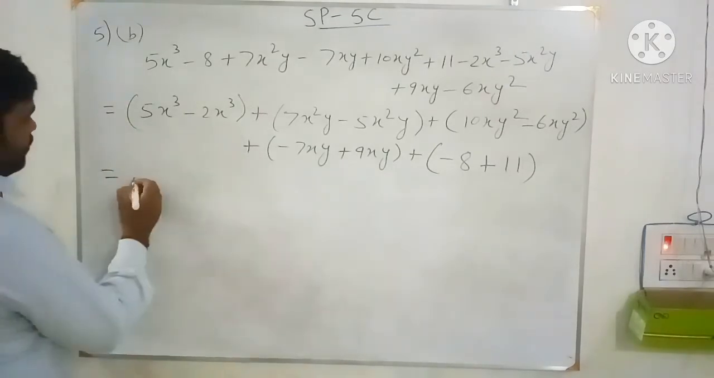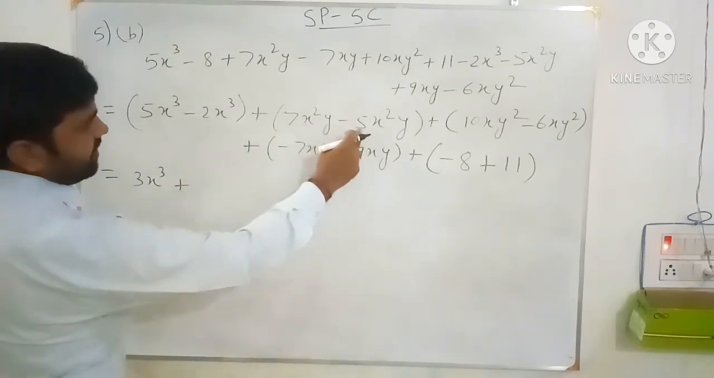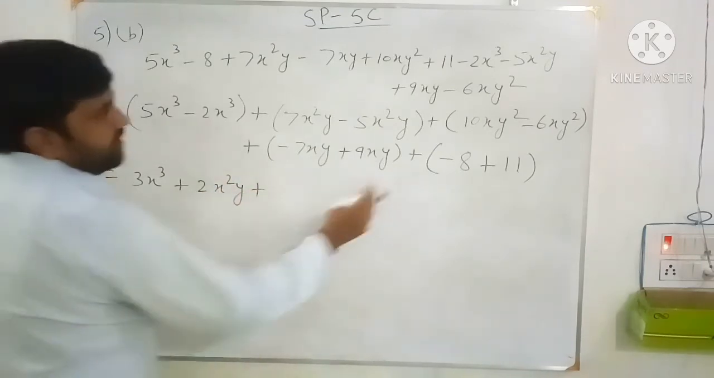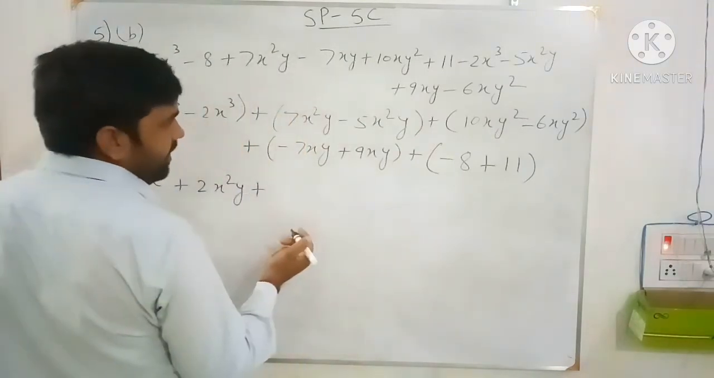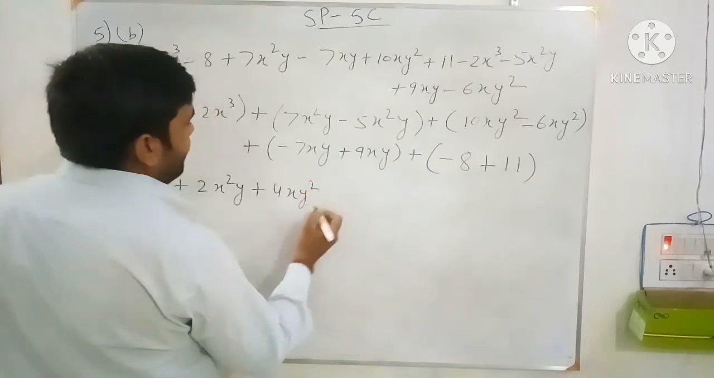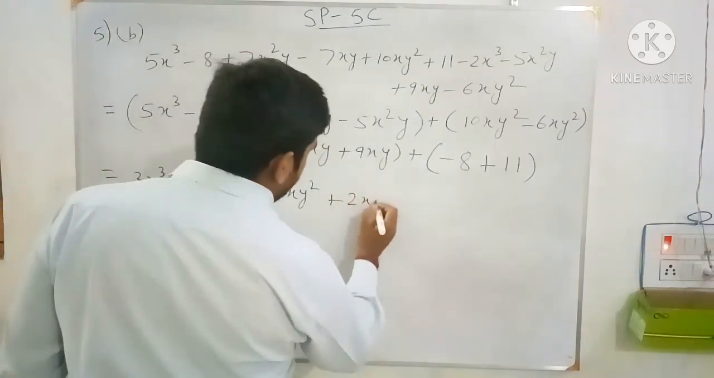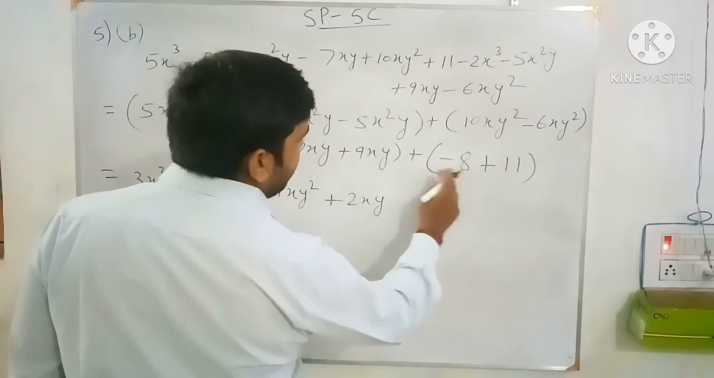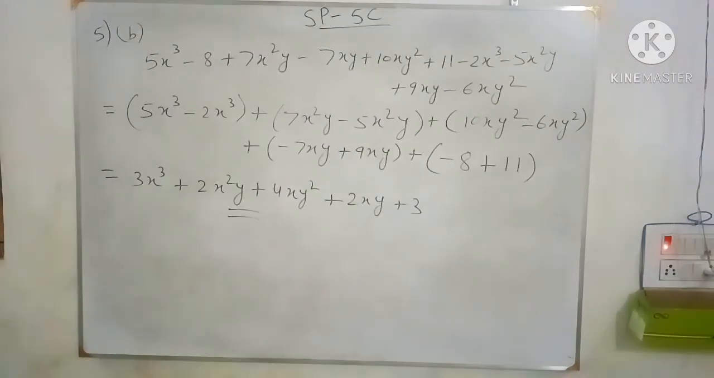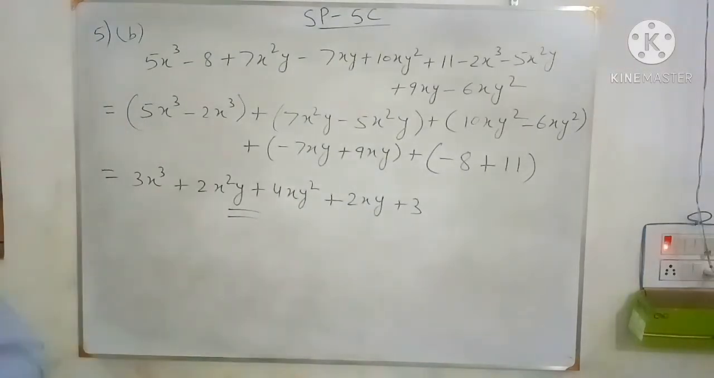So 5x cube minus 2x cube gives you 3x cube. Now here 7x square y minus 5x square y gives you plus 2x square y. Now see 10xy square minus 6xy square gives you the 4, 10 minus 6, 4xy square. Now here you can see minus 7xy plus 9xy gives you the plus 2xy. Now here minus 8 plus 11 gives you the 3. So that is the final answer we got. 3x cube plus 2x square y plus 4xy square plus 2xy plus 3. Okay, like this we have to do.